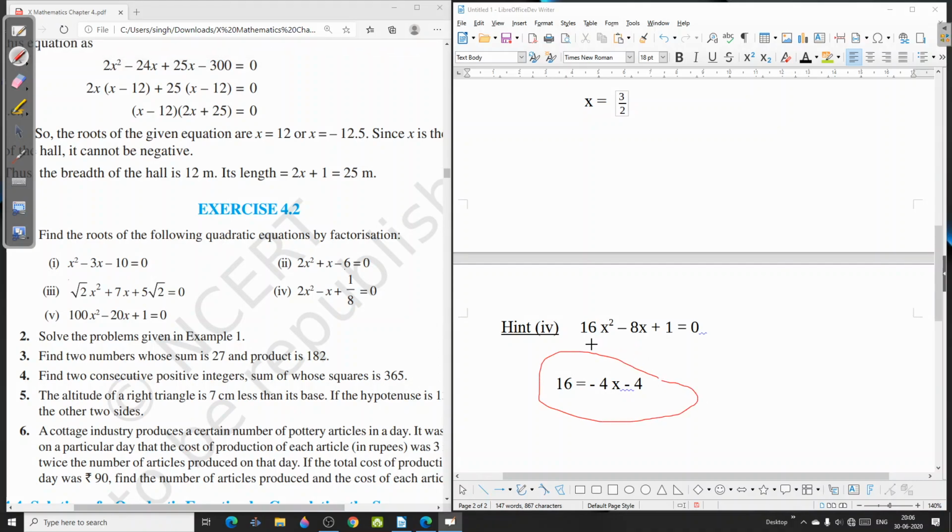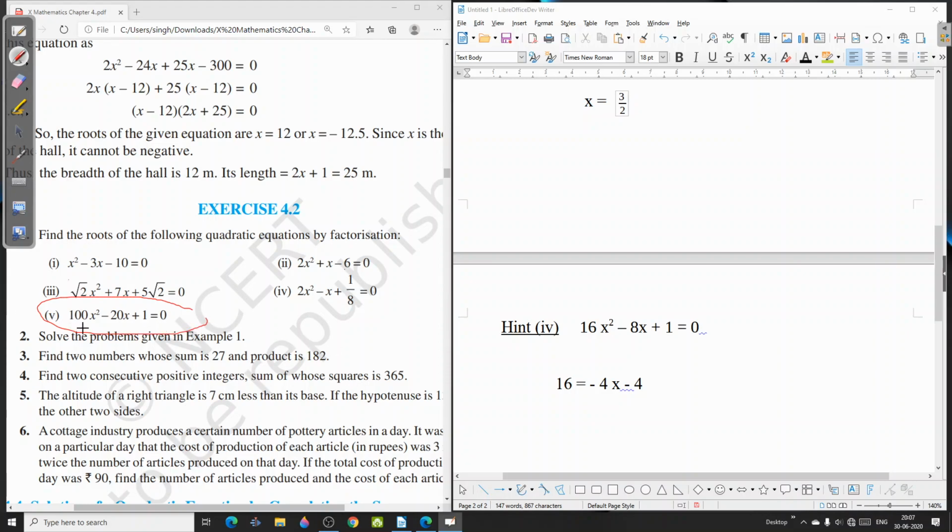So, the middle term you will write as minus 4x minus 4x, and then 16x square minus 4x minus 4x plus 1 equal to 0. So, this is how you can do the fourth part. Then the fifth part is also a very simple one. In the fifth part, we are having 100x square minus 20x plus 1 equal to 0.